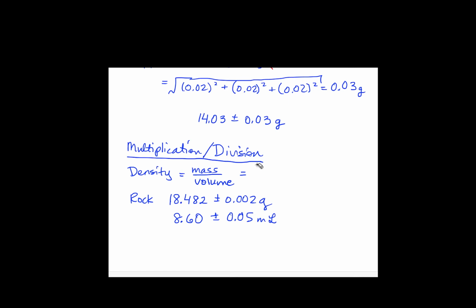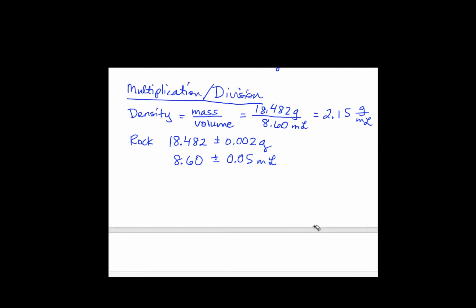So if you do that, we'll have 18.482 grams over 8.60 milliliters. And we will get 2.15 grams per milliliter. But when we try to use the same equation that we did before, right? We would have E1 squared plus E2 squared.